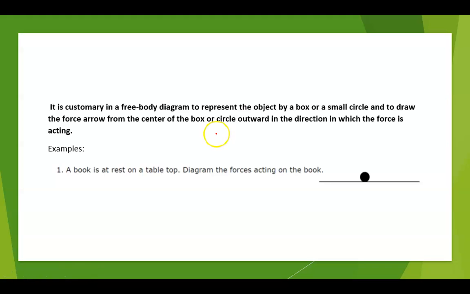Now, it's customary in a free body diagram to represent the object with just a box or a circle. And all the forces always come from the center in the direction. Also, the longer the line, the bigger the force. So a book rests on a tabletop. Well, there are two forces. The first one is the force of gravity, pointing down. And because it's resting, we've got a normal force going up. These lines should be of equal length because the force down and force up are in fact equal. And there's my free body diagram.